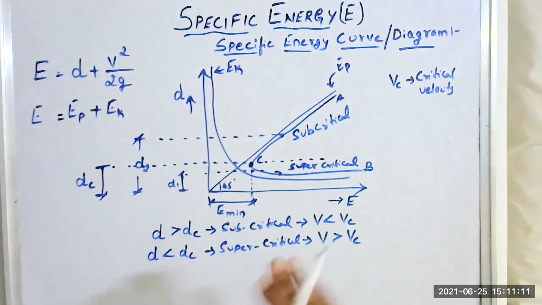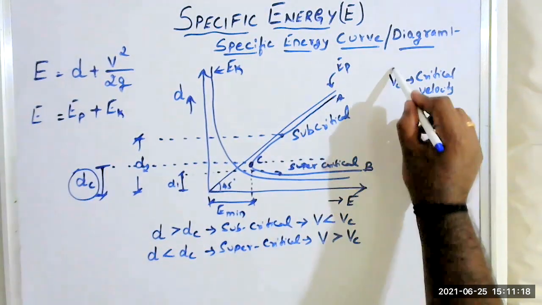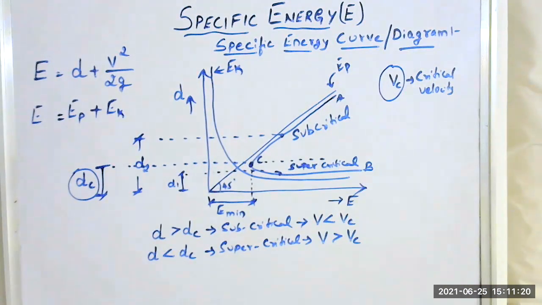Next, we'll find out the expression for the critical depth Dc and the expression for the critical velocity Vc.